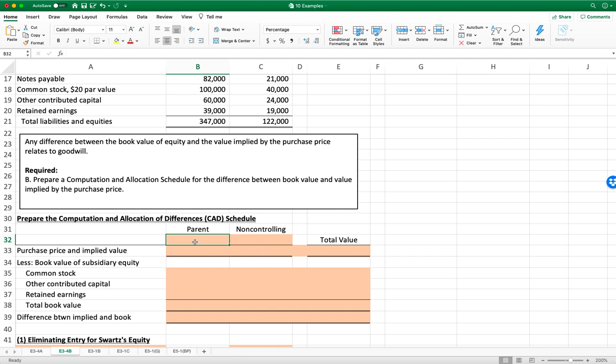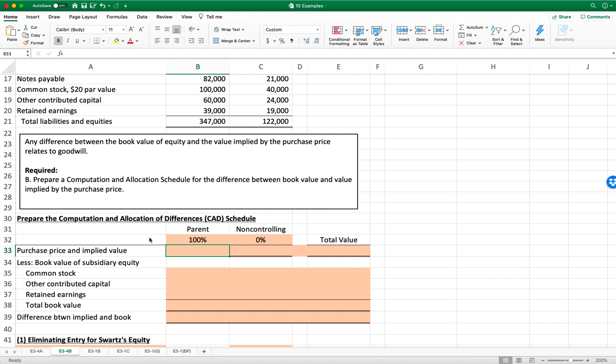So the first thing we want to do is figure out what is the ownership by the parent. In this case, we bought all of the outstanding shares of Schwartz, so that means the parent has 100% ownership, and that leaves nothing for our non-controlling interest. So we only have one owner, and that's the parent.